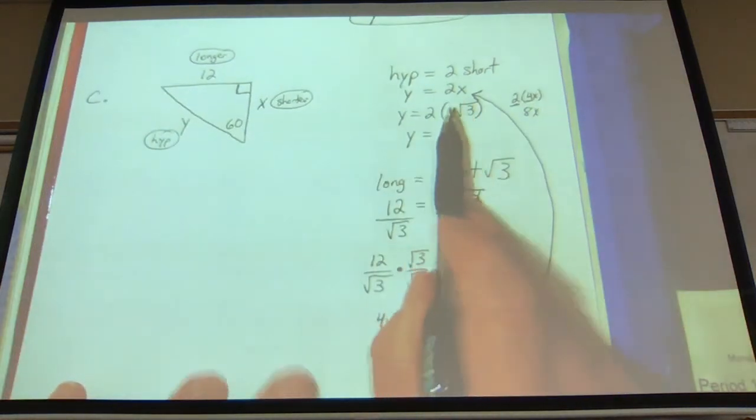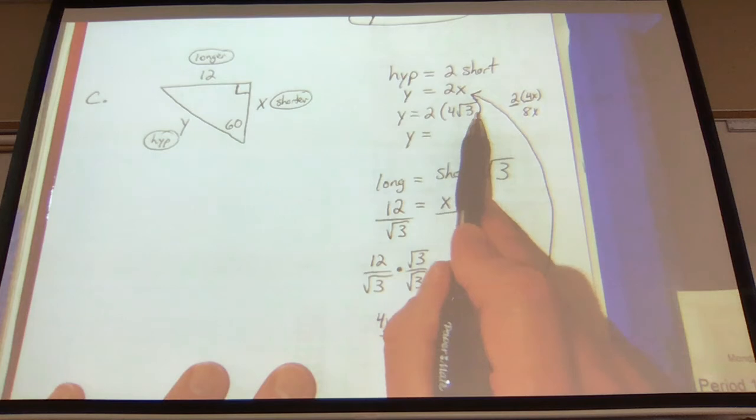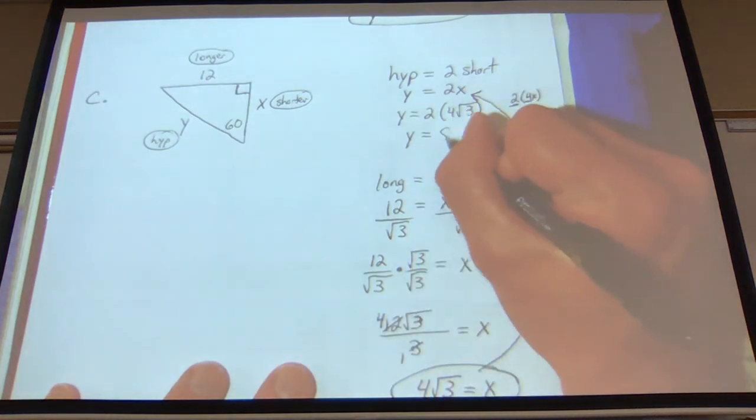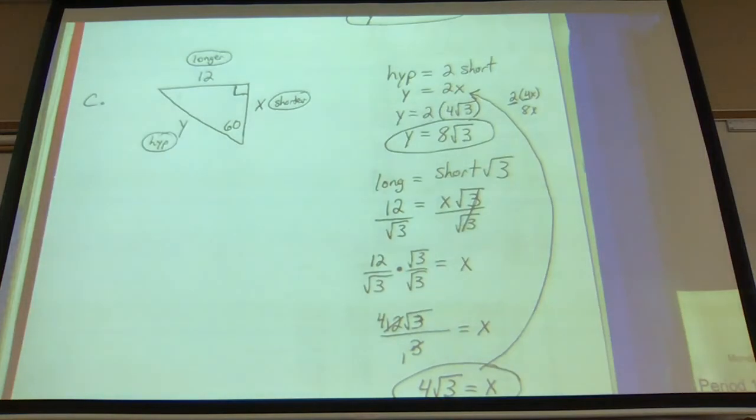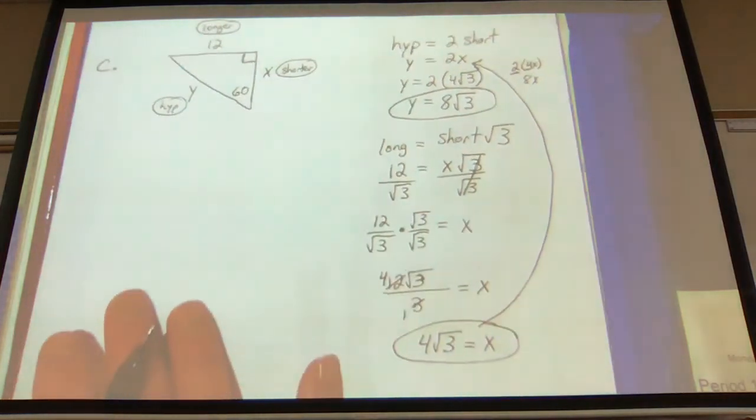Same thing with the square root here. We're going to multiply the numbers out front, keep the square root behind it. 2 times 4 is 8. Square root of 3 stays behind it. There's our answer in simplest radical form.